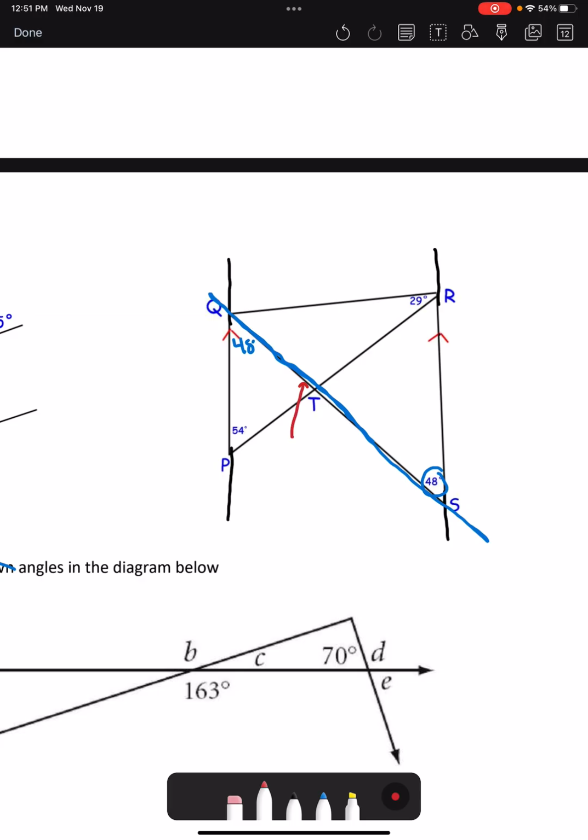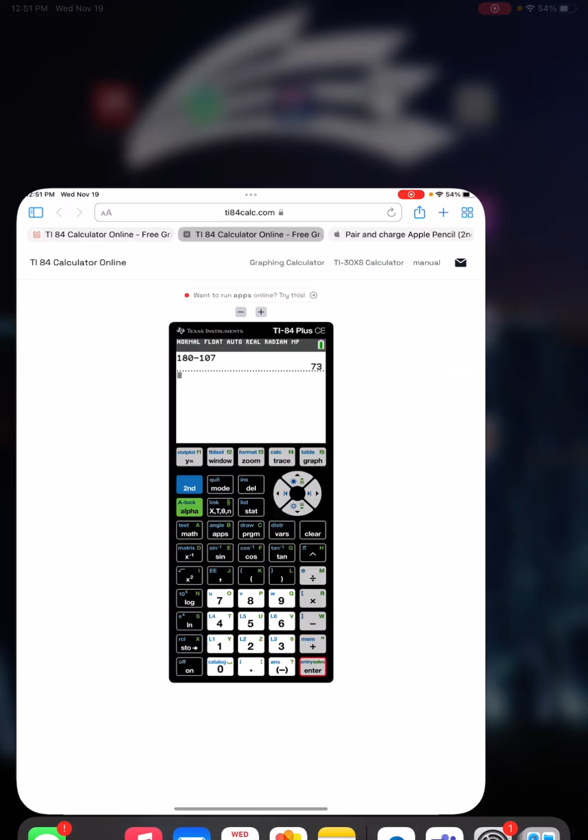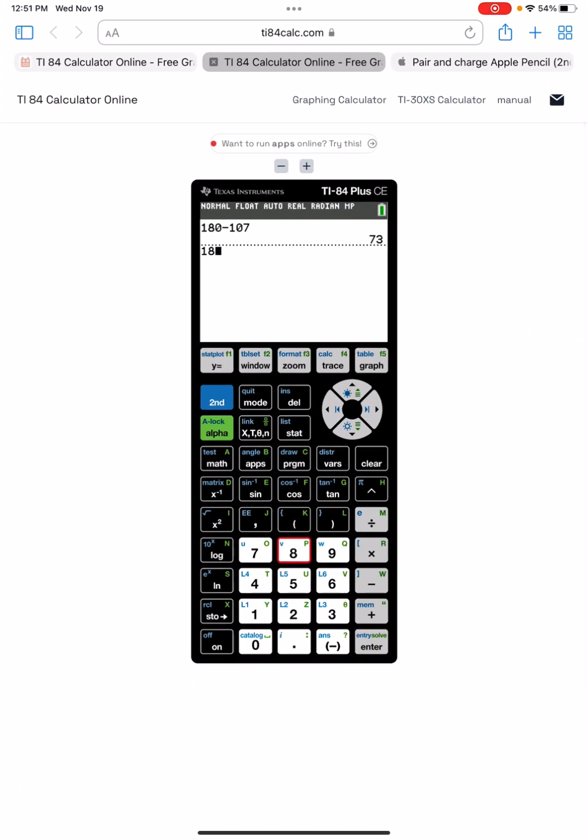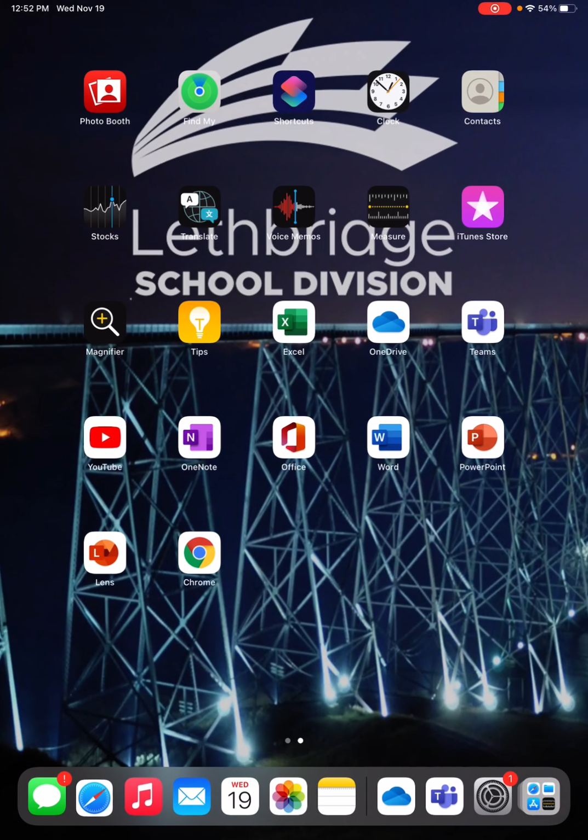So that triangle is going to be 180 minus 48 minus 54. And if I type that in my calculator, I should get 78 degrees. Let's just double check though. I want to double check with my calculator. So I'm going 180. Oh, I put 181. 180 minus 54 minus 48. Does that give me 78? You bet it does. Excellent.